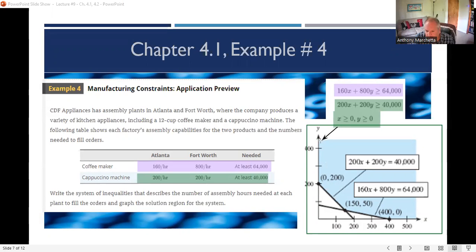Right here, you'll notice I have this is going up to 400. And then right here, you'll notice I have this is going up to 500. That's going to make a significant difference of what the polygon looks like when you put them together. And not to mention, we're not talking about -10 to 10. We have values in the hundreds here. So we're going to have to change our view in Desmos to be able to really get a good look at that. Let's go through that and see what that feels like.